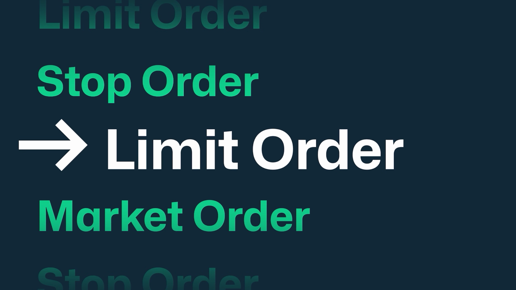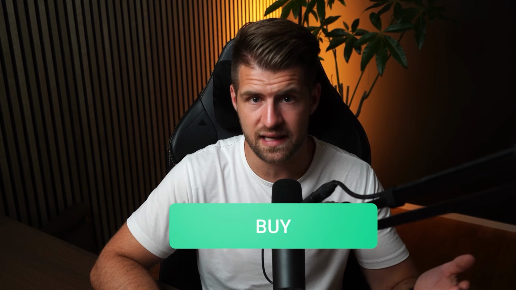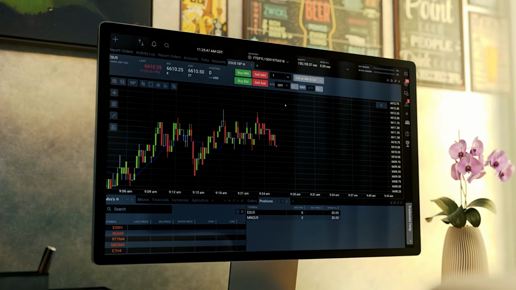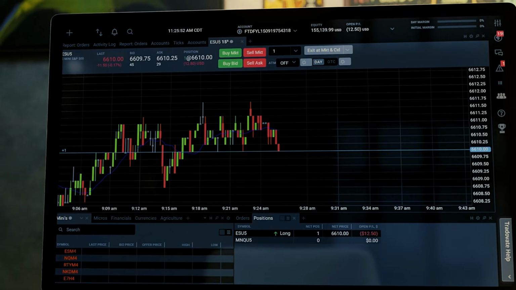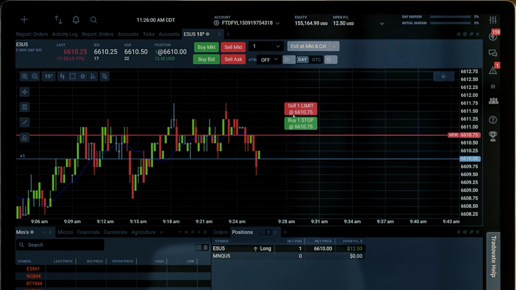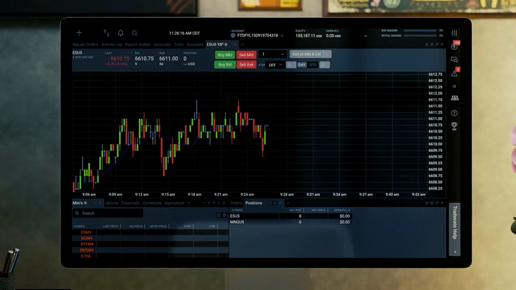Limit orders. Limit orders let you set the exact price you want to buy or sell at. There are 2 ways to use them. For an entry, let's say you want to buy ES but think you can get a better price. Well, you place a buy limit below the current price and wait for it to come to you. For the exit, let's say you're already in a profitable trade, place a sell limit above your entry price to automatically take profit when the price reaches your target.